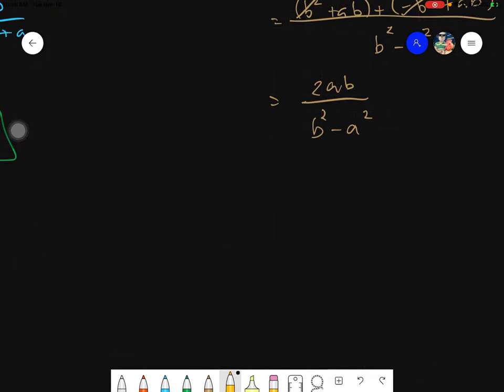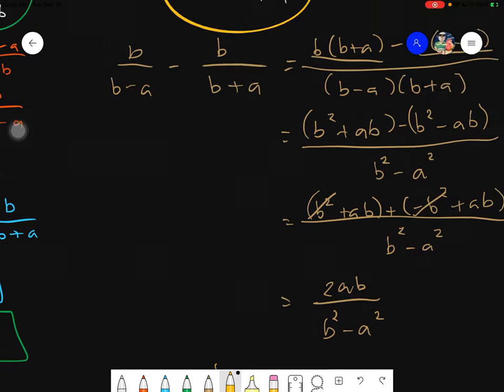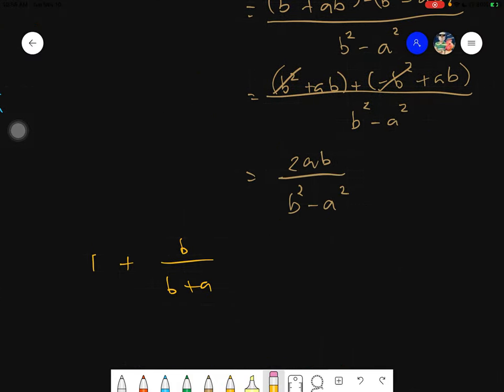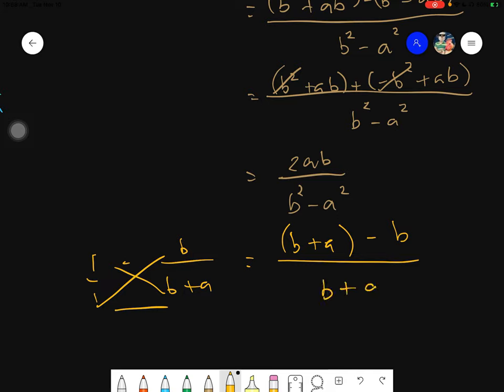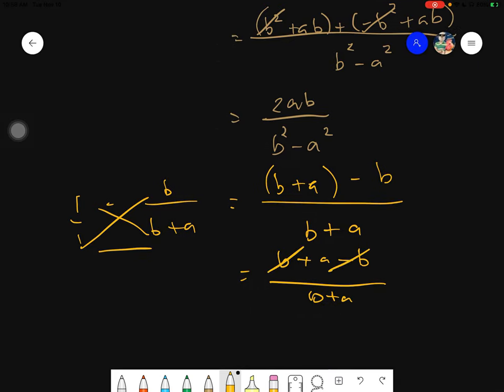The yellow one will have this one, 1 plus b over b plus a. Let me check. Oh, it's minus pala. So we have here minus, equals to, same goes, cross multiply. So this is b plus a times 1, so let's just leave it as is, minus b, because that's just b times 1, all over b plus a. Since that is the same number, that's b plus a minus b over b plus a. This will just simply give us a over b plus a.